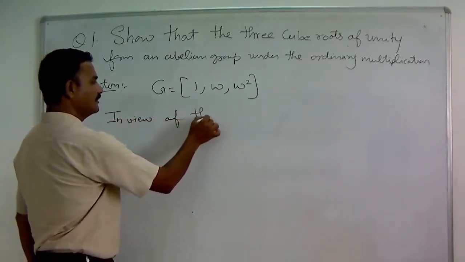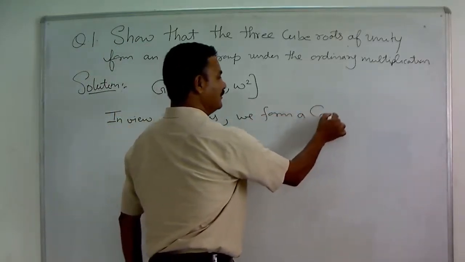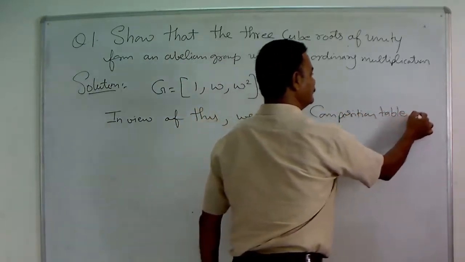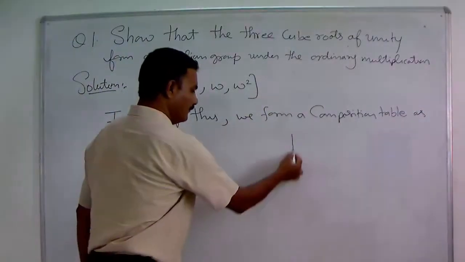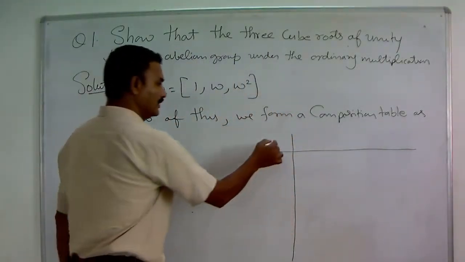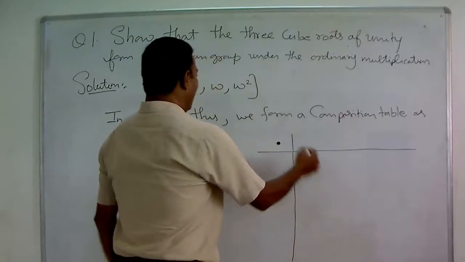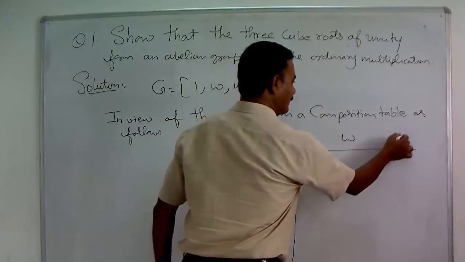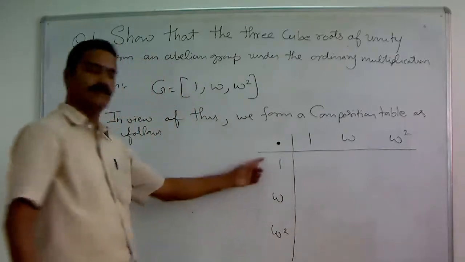Of this, we form a composition table as follows. We draw one vertical line and one horizontal line. At the point of intersection, we put our operation, that is the ordinary multiplicative operation. And we arrange all three members of G in a horizontal manner, 1, omega and omega square, and 1, omega, omega square in a vertical manner.